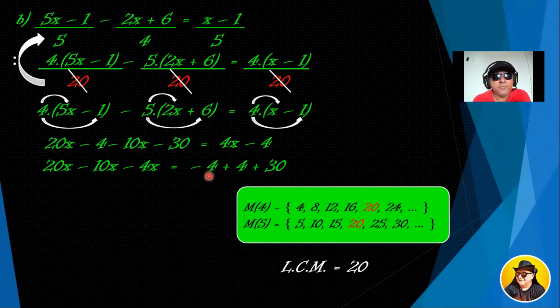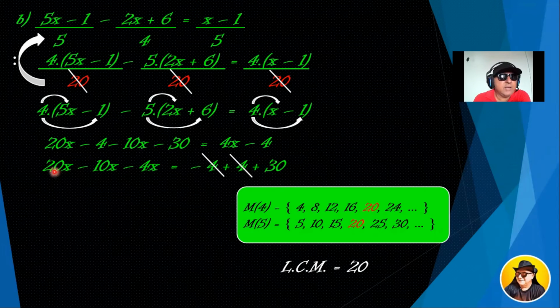See, minus 4 and plus 4, the operation between them is 0. Why? Because they are opposite numbers. So minus 4 and plus 4 is 0, because they are opposite numbers. The addition between opposite numbers is always 0. So I can cancel them, because minus 4 and plus 4 is 0. It makes no sense to write them in the equation because it makes no difference. 0 is the result between them.